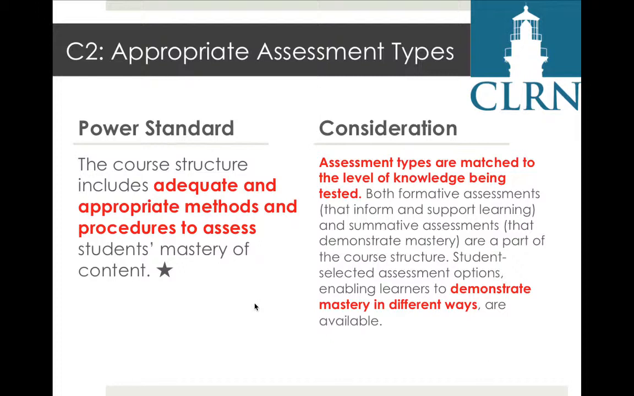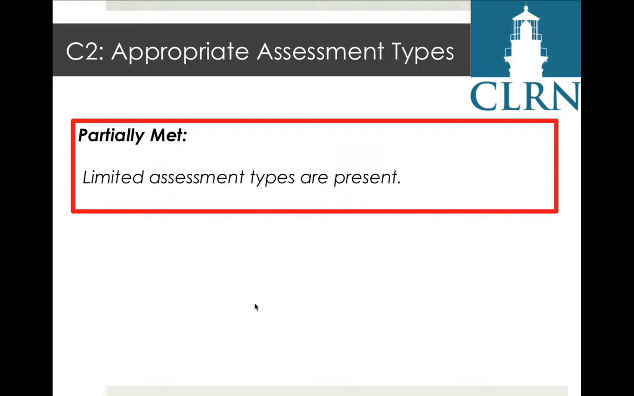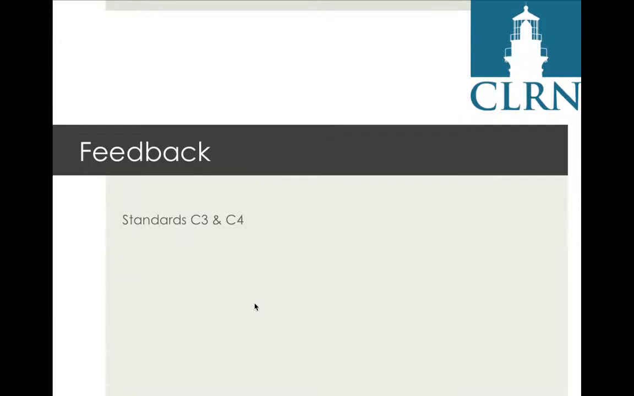What this means is that we're looking for a variety of assessments within the course. While we don't specify how many types of assessments should be present, if you've seen a variety of assessments during the course, this standard is fully met. Your primary questions are, were assessment types matched to the level tested? Were there a variety of assessment types? If so, the standard is fully met. If there weren't, your partially met comment may be limited assessment types were present.